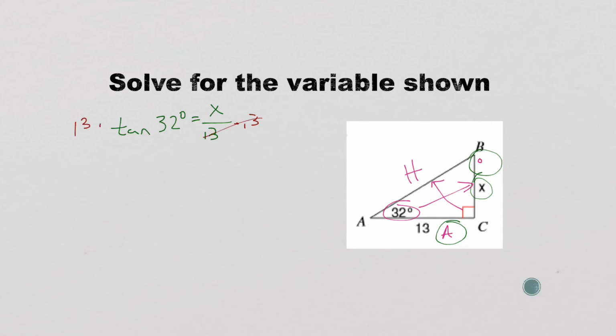My 13s are going to cancel over here. And I type in my calculator 13 tan 32. Make sure my calculator is in degrees. And it's going to tell me that x equals 8.123. Make sure, because you're given a degree measure, that your calculator's in degrees when you're doing these problems. Pay attention to what the angle is given to you at.